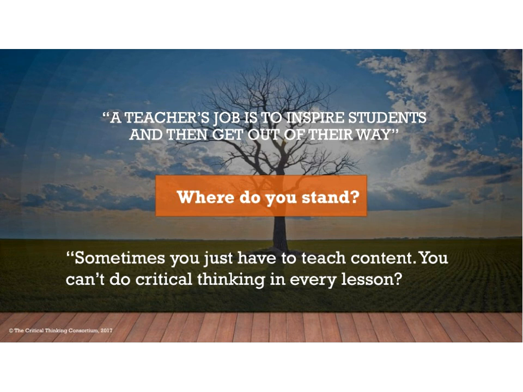Let's just pause on that one for a moment and ask you, do you find yourself applauding it and in hearty agreement? Or do you find yourself with a bit of a red flag saying, that concerns me, or somewhere in between? How do you respond to this notion that our job as teachers is to inspire kids and then get out of their way? It depends on the grade level.